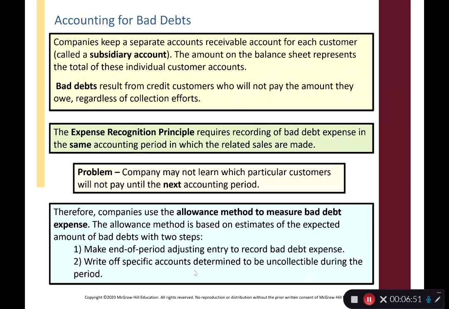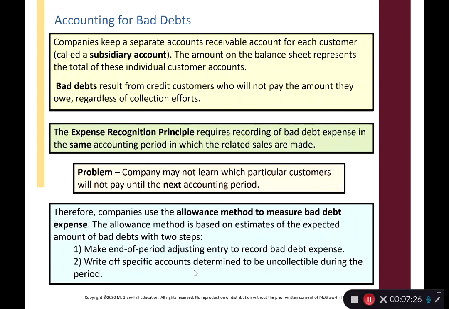Bad debts result from customers who don't pay the amount that they owe, regardless of the collection efforts that we might make. If the customer's bankrupt, we're not going to be able to get our money. The expense recognition principle is what makes this a little tricky under accrual basis. It requires that we record the bad debt expense in the same accounting period as the related sale. The thing about it that makes it difficult is at the time of the sale, we don't think we're selling to a deadbeat. If you sell something to somebody and you know they're not going to pay you, you haven't really sold anything. You've given a gift.